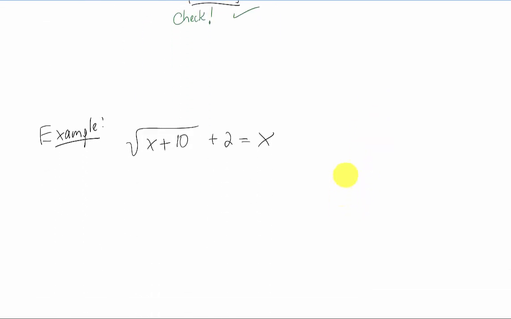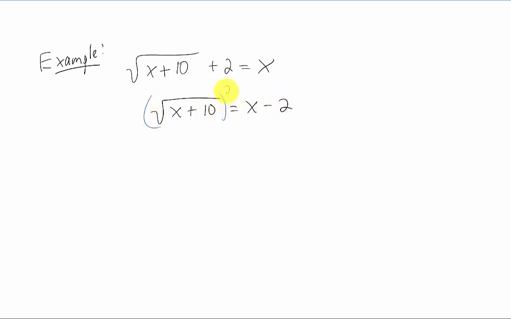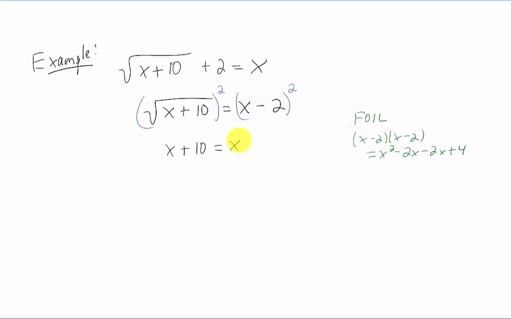Alright, let's step it up another notch here. We still want to get the square root on one side of the equation by itself, and in this example that means subtracting 2 from both sides. But in this example, when we square both sides of the equation to get rid of our radical, we end up needing to square a binomial on the right side of the equation. Don't forget that that means we need to FOIL or distribute on the right hand side. If we do that, we end up getting x squared minus 4x plus 4 on the right, and on the left the square root and the square cancel, we just get x plus 10.